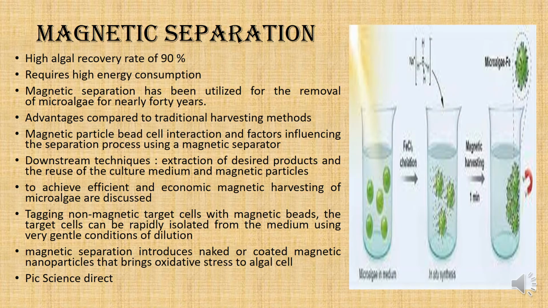Magnetic separation is a non-invasive and very efficient technique. Here in this diagram, we see that magnetic beads or magnetic nanoparticles are added to the algal slurry, and they attach to the algal cells. Then, by using an external magnet, the algal cells form an aggregate very close to the magnetic side, and the rest of the water or slurry can be drained away.